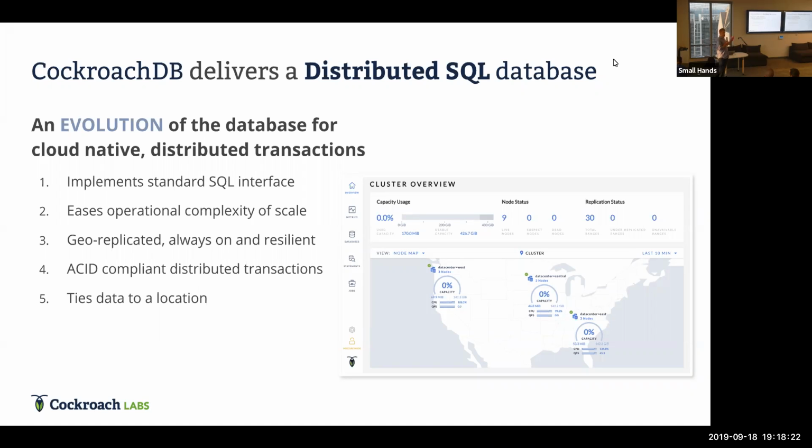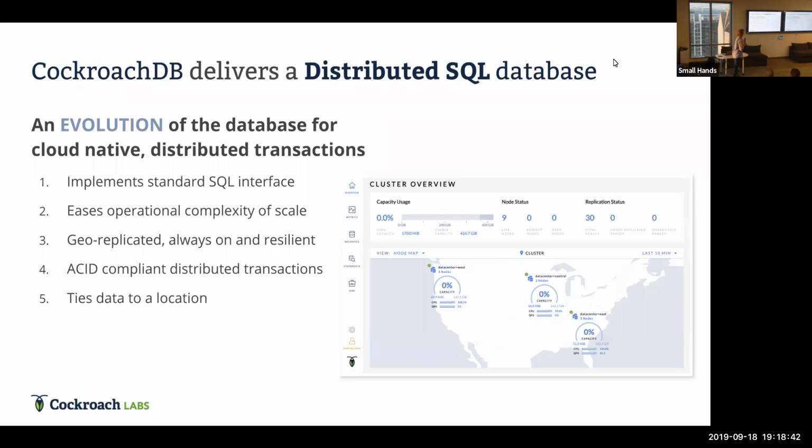We have a nice, clean, simple management interface. Traditionally, as compared to other technologies, it's very simple, not only to get up and running, but to maintain over the long haul. And I think part of this is with bullet 1 as well, it just implements a standard SQL interface. Number 3, geo-replicated, always on, and resilient.